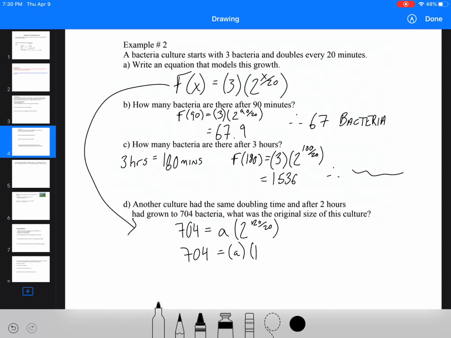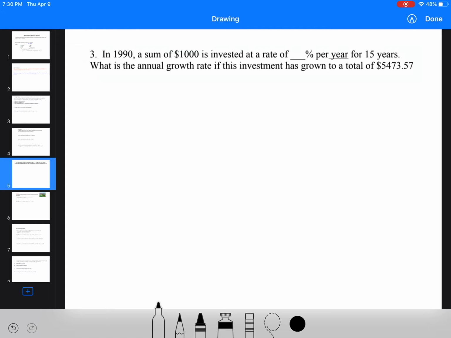I'm wrong here. 120 over 20 is 6. 2 to the 6 is 64. That's going to give us a better number here. And then A is just 704 divided by 64, which is 11. Therefore, 11 to start.